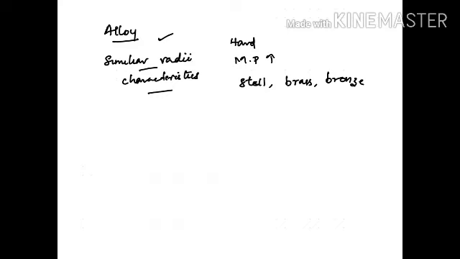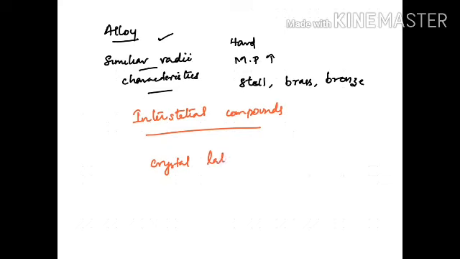The next property exhibited by the transition elements is the formation of interstitial compounds. What is meant by interstitial compounds is that, normally, in a crystal lattice there will be a lot of holes. In these holes small atoms can occupy, so these small atoms can occupy the interstitial sites in the crystal lattice.